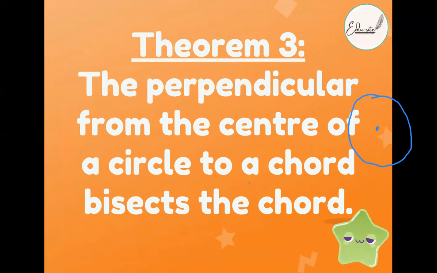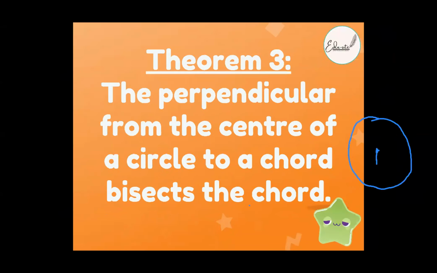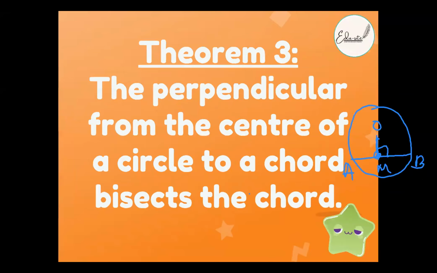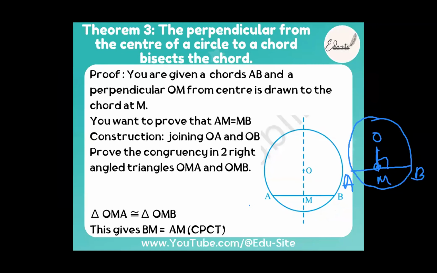So the perpendicular drawn from the center of the circle to a chord AB, what does it do? It bisects the chord, right? Bisects the chord means it divides the chord into two equal parts. That's all, right? So let's prove this theorem. How will we prove this theorem? It's a quite easy proof.